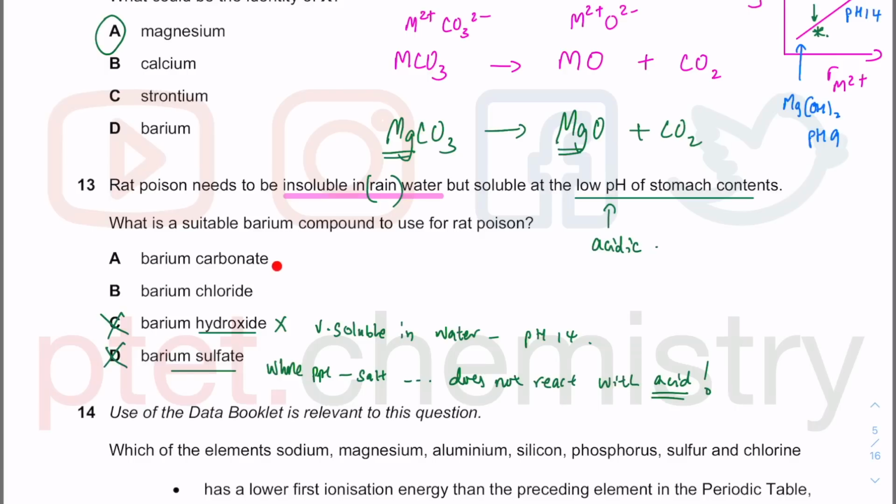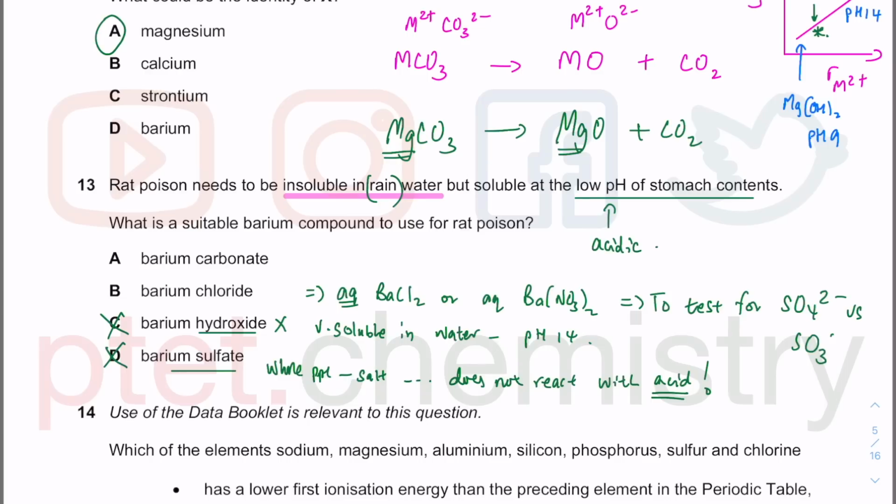Now between these two, barium chloride is soluble. This is in fact what you use, aqueous barium chloride, or you use aqueous barium nitrate, and this is what you use to test for sulfate in the lab. Sulfate versus the sulfite. These are part of your paper 3 practical studies, and you must have done this as part of your paper 3 practical studies because there are no exemptions to practicals in A level at all. So you will know that these are what you use. These are very soluble in water. You're looking for something which is insoluble in water.